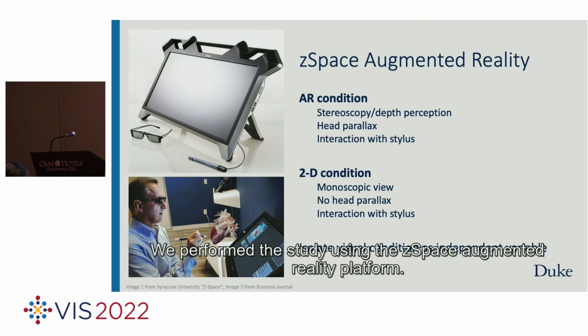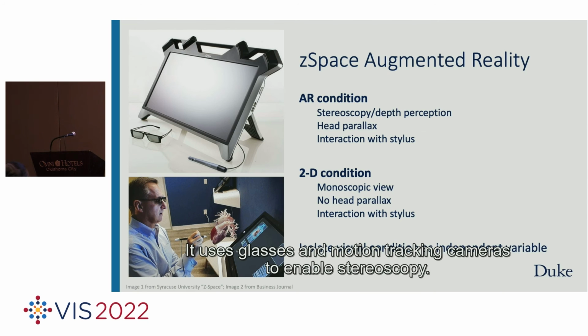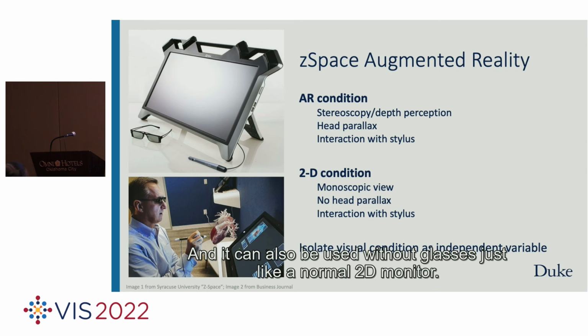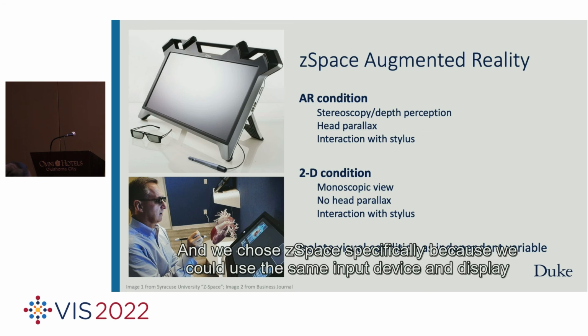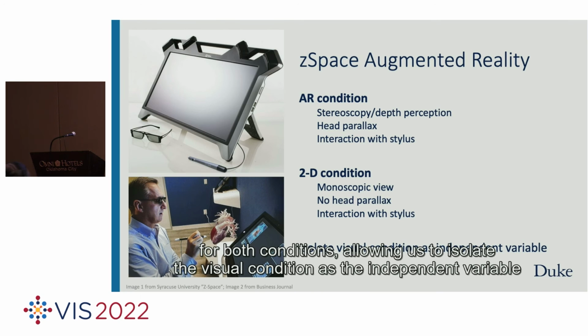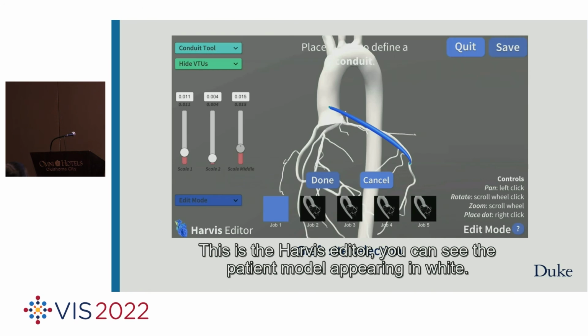We performed the study using the Z-Space augmented reality platform. It uses glasses and motion tracking cameras to enable stereoscopy, and it can also be used without glasses just like a normal 2D monitor. In both cases, users interact using a stylus, and we chose Z-Space specifically because we could use the same input device and display for both conditions, allowing us to isolate the visual condition as the independent variable.